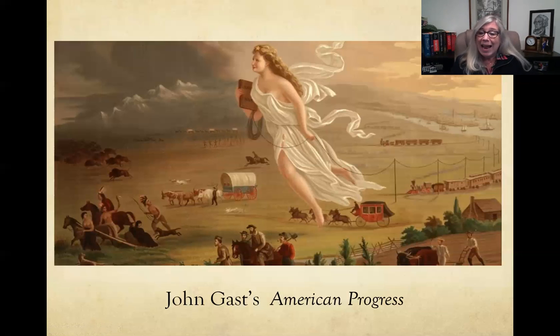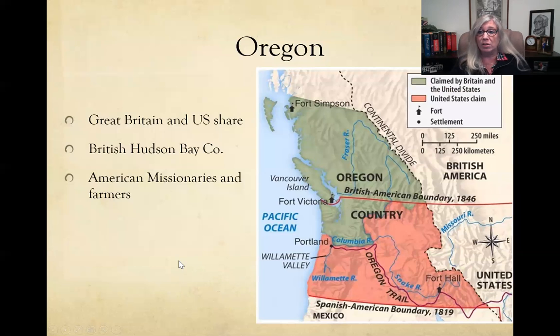So John Gast's American Progress, the imagery here is talking about that this is a positive thing. We're bringing progress to an untamed, uncivilized area, right? So these mountains would be representing the Rocky Mountains, and then you've got the coast over here, and it's just dark and desolate. So think about all of the imagery that's going on here related to the American movement west.